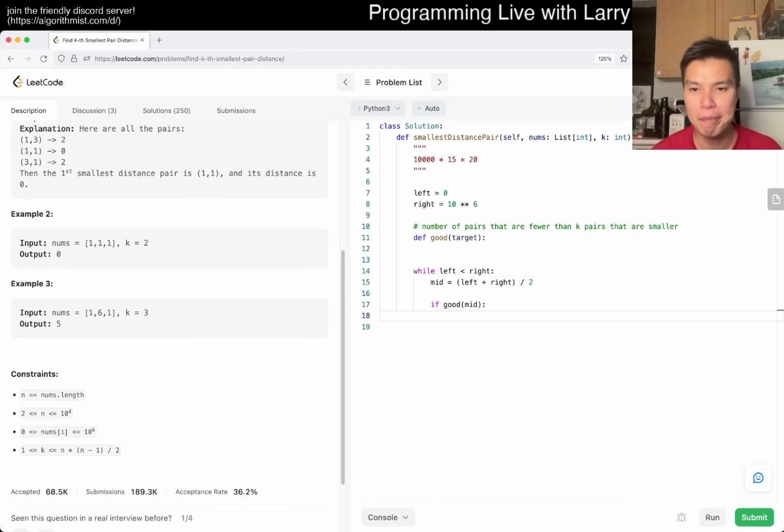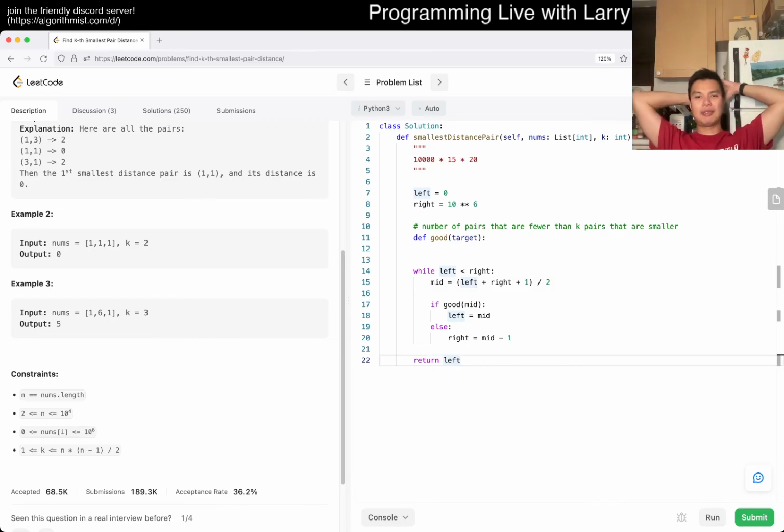If there are k fewer pairs, then that means we have to go bigger, right? Mid can be the answer, but we have to go bigger because it may be too small. So left is equal to mid, else right is equal to mid minus 1, and of course then we have to add plus 1 here, and then we just return left in theory. I have to think about this one a little bit, but we can finish writing it and then we'll see.